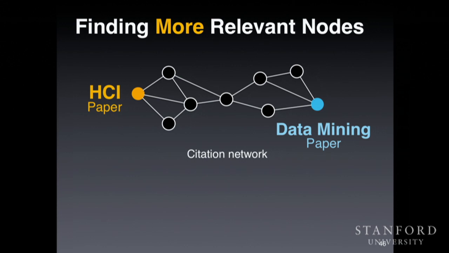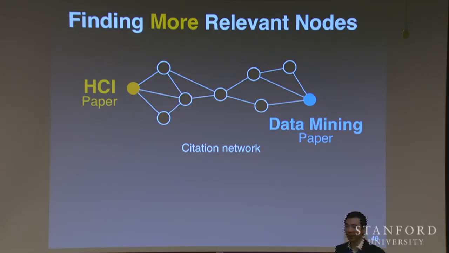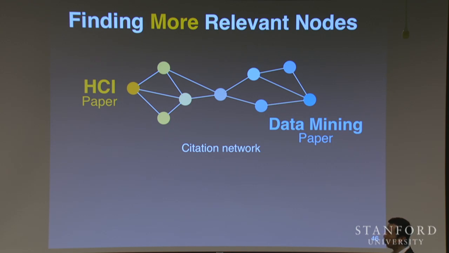Here's a concrete example, looking at a citation network. Each node is a paper, and an edge is a citation. Imagine you are a first-year grad student. Your advisor says, well, you are interested in HCI and data mining, so here are two papers to start reading: an HCI paper and a data mining paper. After reading them, go figure out what other papers you might want to read. So how would you do that? Intuitively, you would imagine that papers close to your current interest will be what you are interested in.